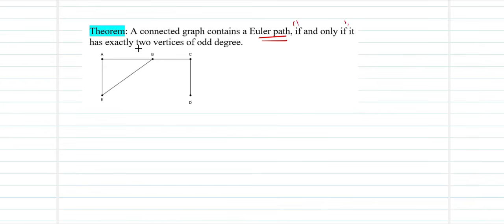Now, the theorem which we have says a connected graph contains an Eulerian path if and only if it has exactly two vertices of odd degree. So, if and only if, meaning it is a necessary and sufficient condition.